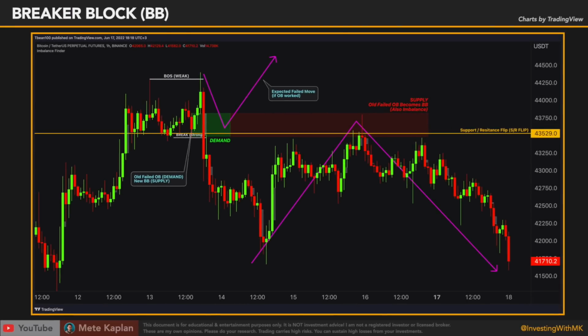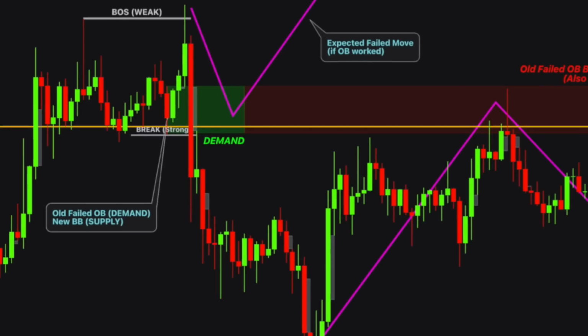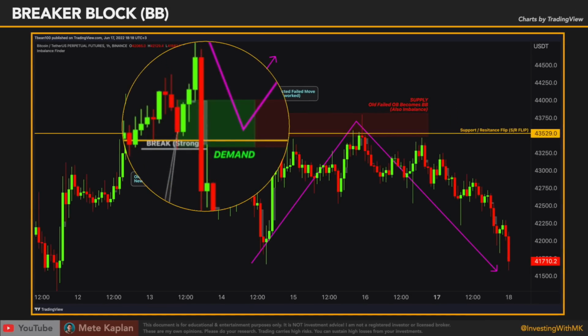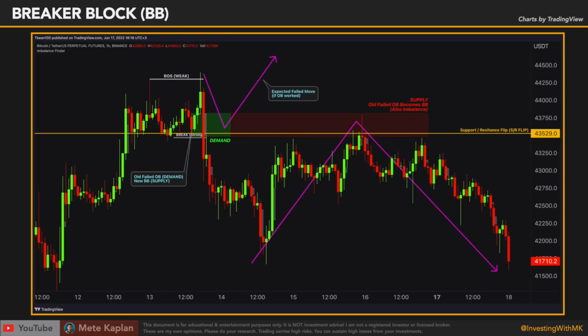2. Reverse strong break. Just look at this. One giant red candlestick. It just destroys the demand area at once. Now our demand order block becomes a supply breaker block. 3. Imbalances. I think I do not even need to tell you this anymore. One giant and amazing imbalance here. Very useful.